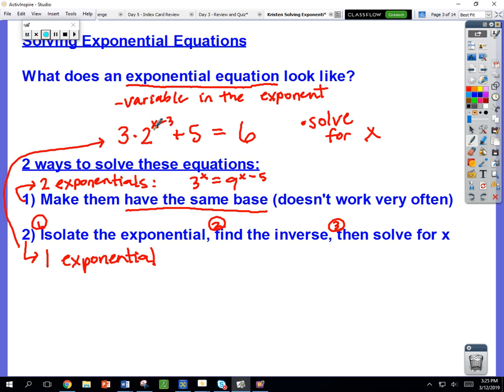So there are two different ways to solve them. Whenever I have two exponentials, so two terms where the variable is in the exponent like this, then they need to have the same base. This doesn't work out very often to nice pretty whole numbers, but that's how you would do it. Otherwise, if I have one exponential, like up here, you're going to try to isolate it, get this term right here by itself, and then rewrite it, find the inverse or the log of it, and then solve for x from there.